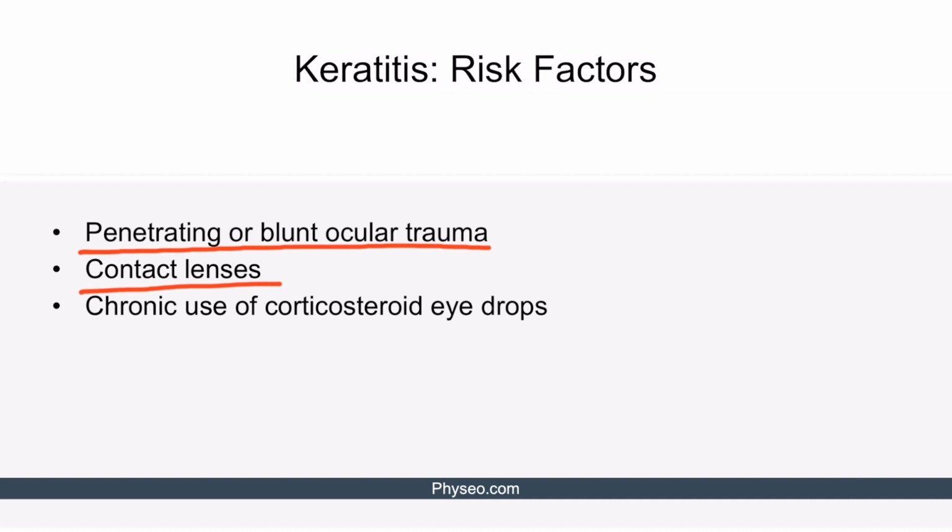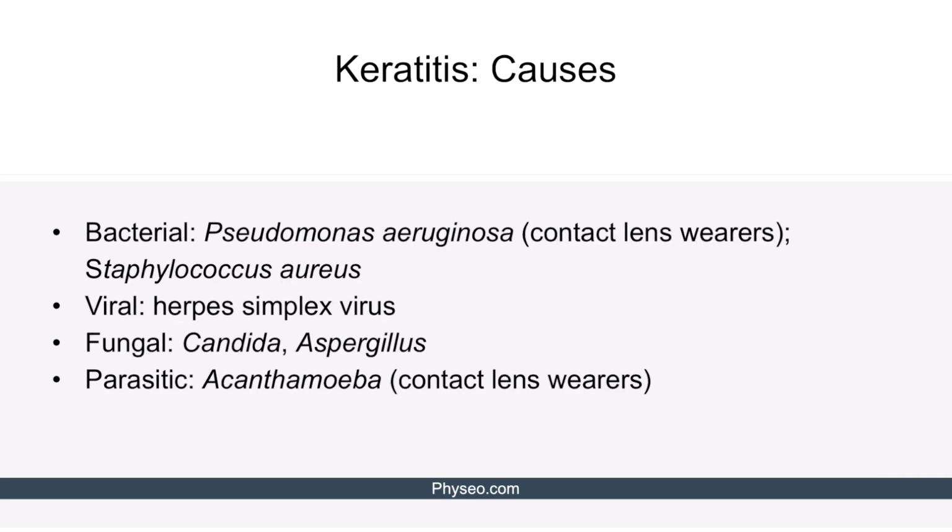We will talk more about the infectious causes of keratitis on the next slide. But before that, it's worth mentioning that chronic use of corticosteroid eye drops can cause thinning of the cornea, facilitating bacterial introduction into the cornea. Keratitis can be caused by a variety of microbes.